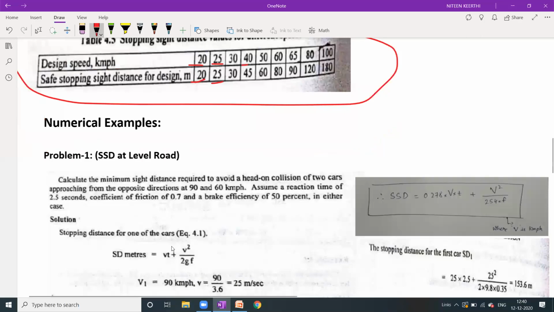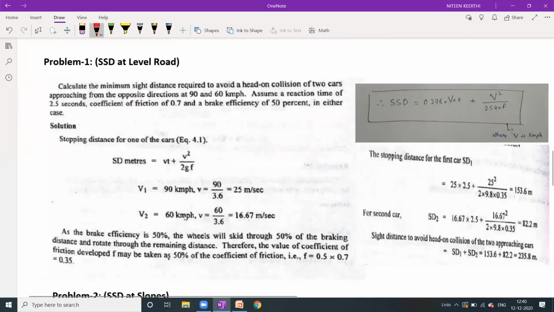So I have another 4 minutes. I will try to go with this simple example.